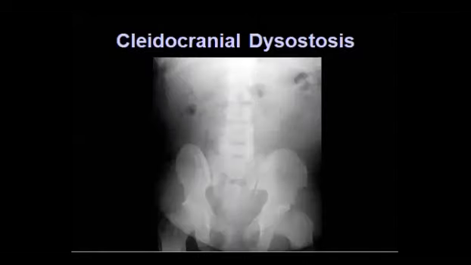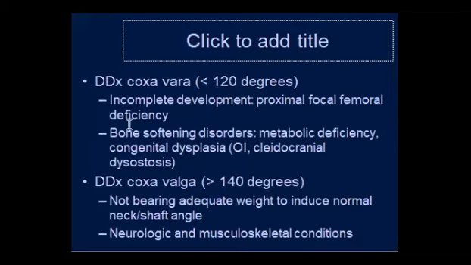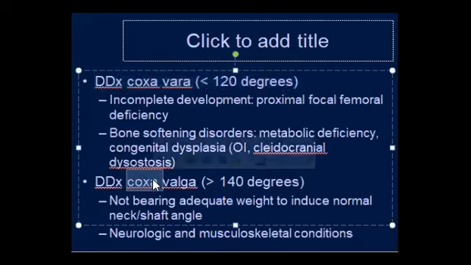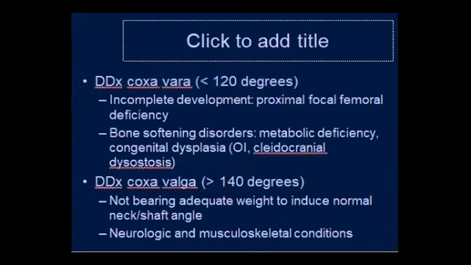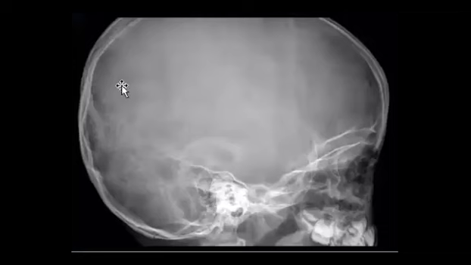Another appearance of cleidocranial dysostosis with widening of the symphysis pubis. And the iliac bone, you can see the deformity, and the coxa vara as well. Here it is good to mention the coxa vara differential diagnosis and the coxa valga, and also the wormian bone differential diagnosis.